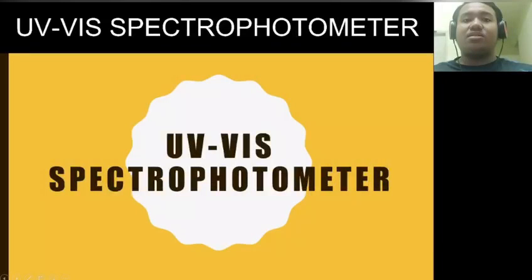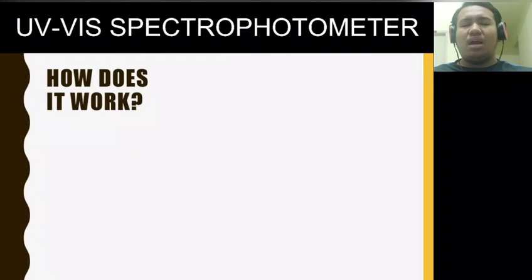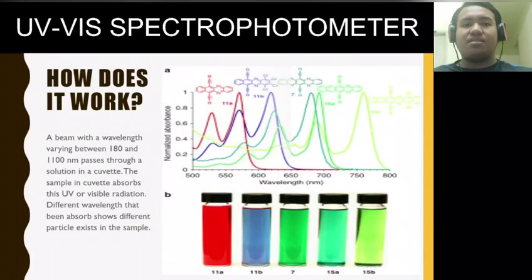Next is the UV-based spectrophotometer. How does it work? A beam with a wavelength varying between 180 and 1100 nanometers passes through a solution in a cuvette. The sample in the cuvette absorbs this UV or visible radiation. Different wavelengths being absorbed show that different particles exist in the sample.